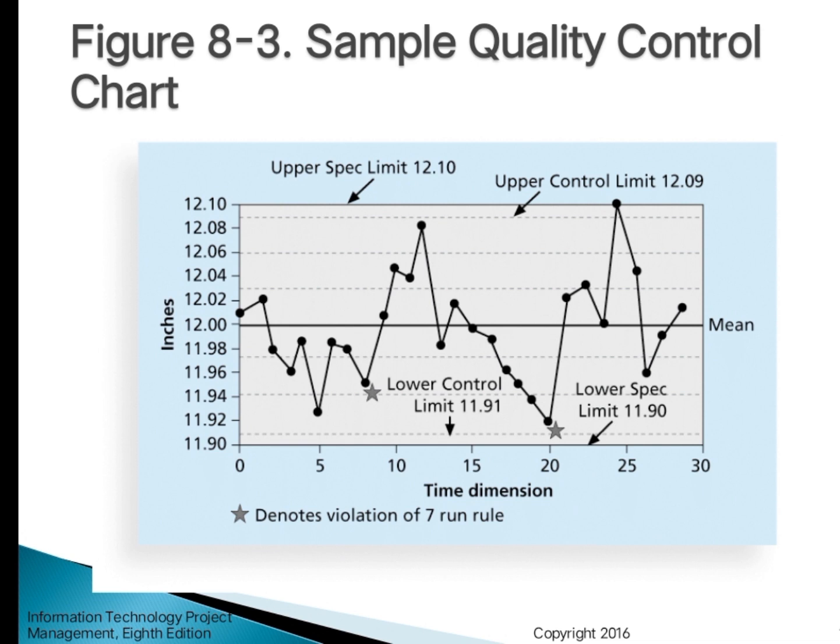The sample quality control chart is shown below, and it denotes two instances of the seven-run rule. The stars mark the seven-run rule. So if the mean is exactly 12 inches, and the dots are all above or below the mean, it means that it should be examined for non-random problems.